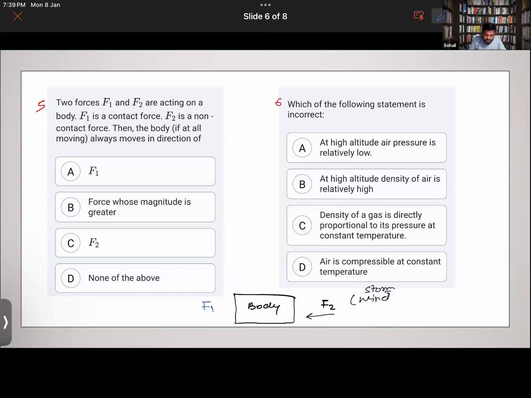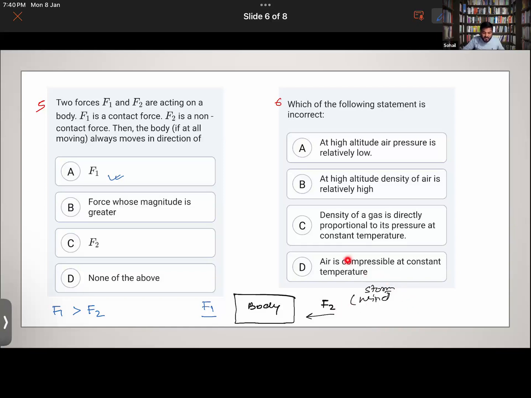So looking at option number A, it says that the body will be moving in the direction of F1. We can't say for sure because it's not given whether F2 is bigger or F1 is bigger. Right? Yes. Now, option number B might confuse you. It says the force whose magnitude is greater. Okay, so let's assume that F1 is greater. We assumed that F1 is greater than F2. So if F1 is greater than F2, then the body will be moving towards the right direction, towards F2 now.